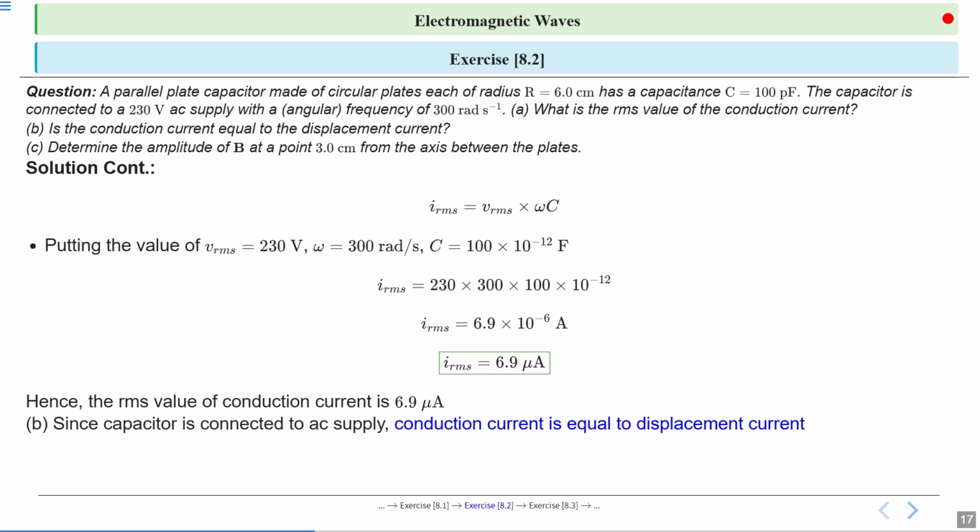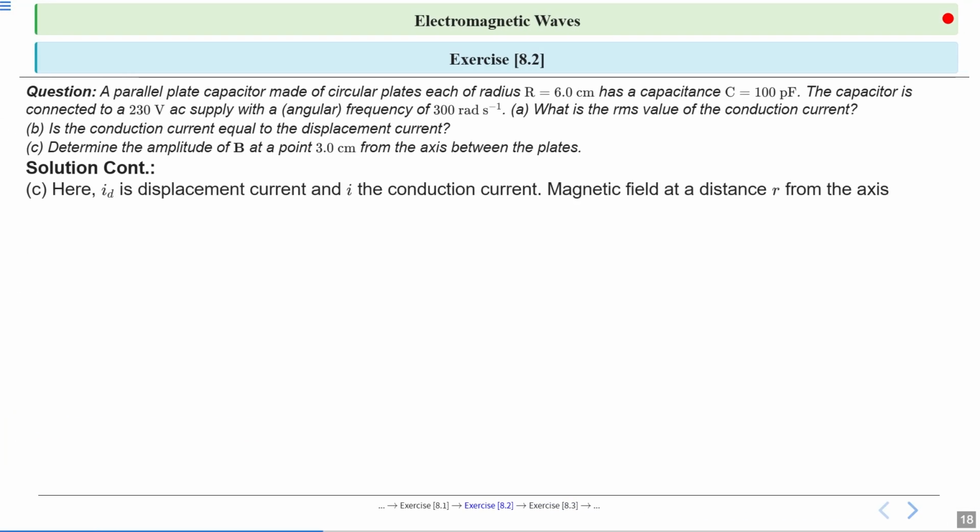So in the case of an AC supply, or in the case of charging of a capacitor, displacement current is equal to conduction current. The conduction current we have calculated is IRMS, an AC current for which an effective value is calculated. So IRMS is equal to 6.9 microampere. So the displacement current will also be equal to 6.9 microampere in the case of a capacitor connected to an AC source.